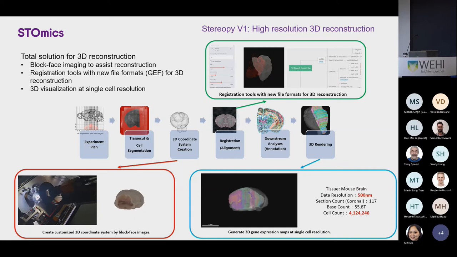So for example, here you see actual real data that we did with a China brain science collaboration. This is a crude atlas of the mouse hemibrain, where we took 117 coronal slices. And then we did Stereo-seq on them, and we recreated this hemibrain atlas, totaling more than 4 million single cells, all at 500 nanometer resolution for the data.